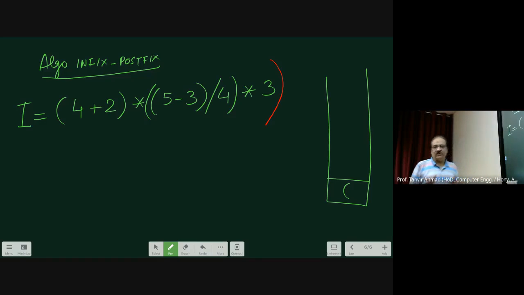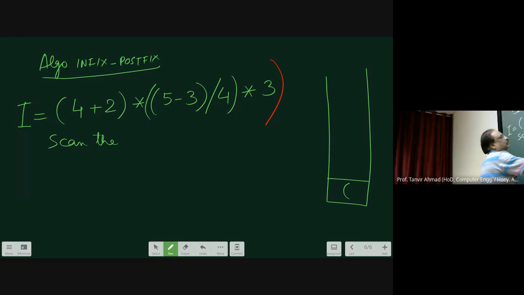These two things I did: an extra bracket at the end of the expression and an extra left bracket. Now you will understand why I put a right bracket over there and a left bracket over there. Just because I want to balance it. Once I put an extra right, I have to put an extra left also in order to balance those two. Now I am going to scan the expression I again, character by character.